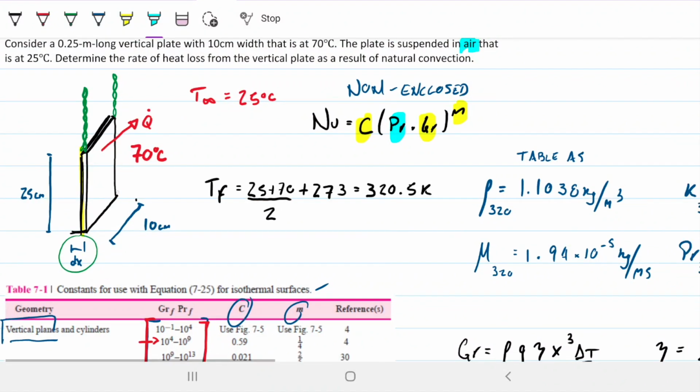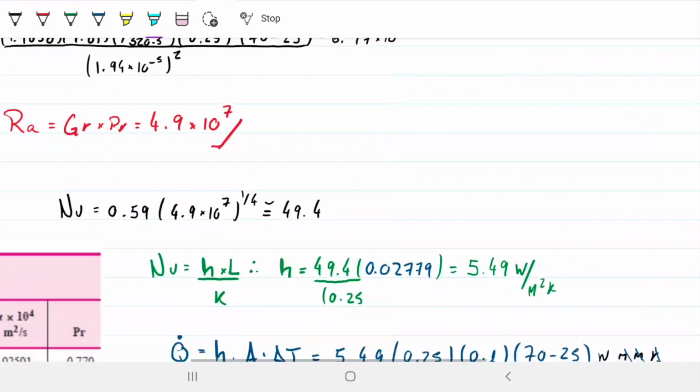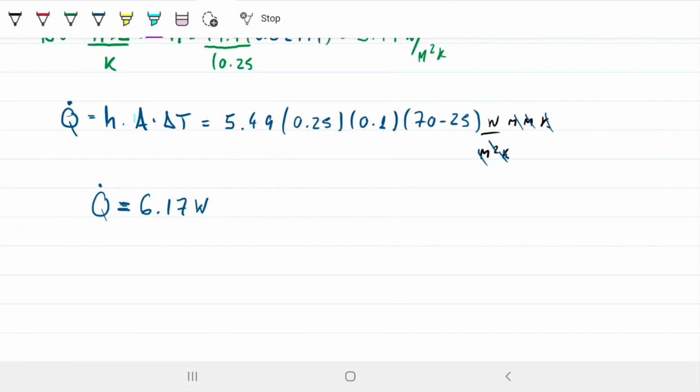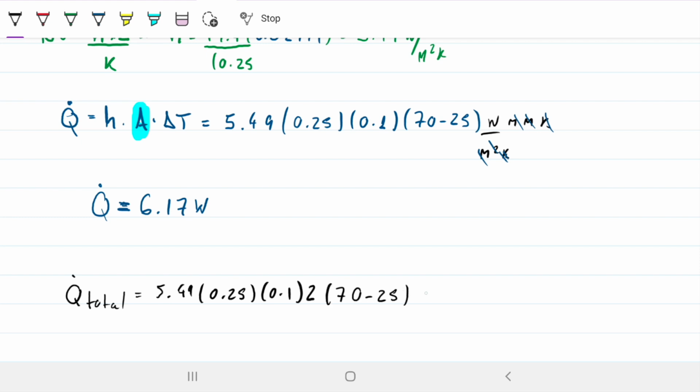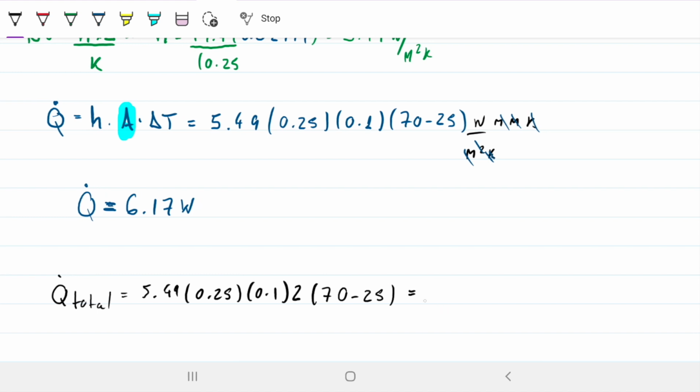Or you can think of the area being double over what we just calculated, because we have one area here, and we also had the same area on the other side. So when I calculate my area here, instead of 0.25 times 0.1, I would have total Q as 5.49 times 0.25 times 0.1 times 2, because I have 2 of these surfaces, and then that is times 70 minus 25. Either way, we'll have 12.3 watts.